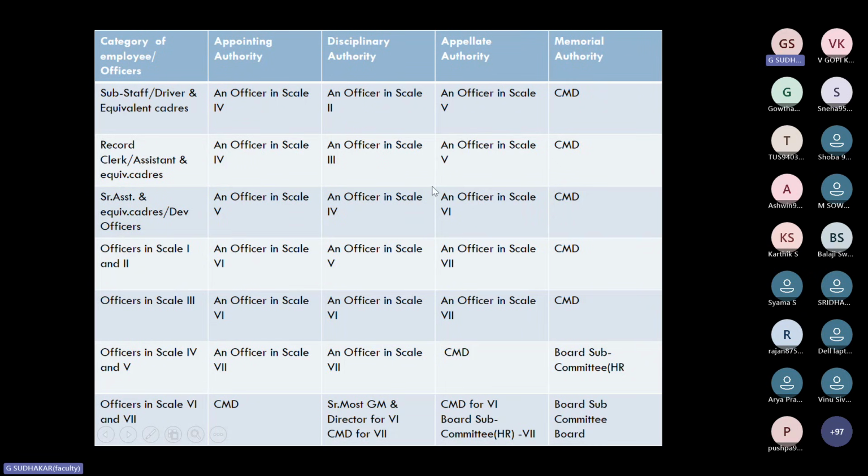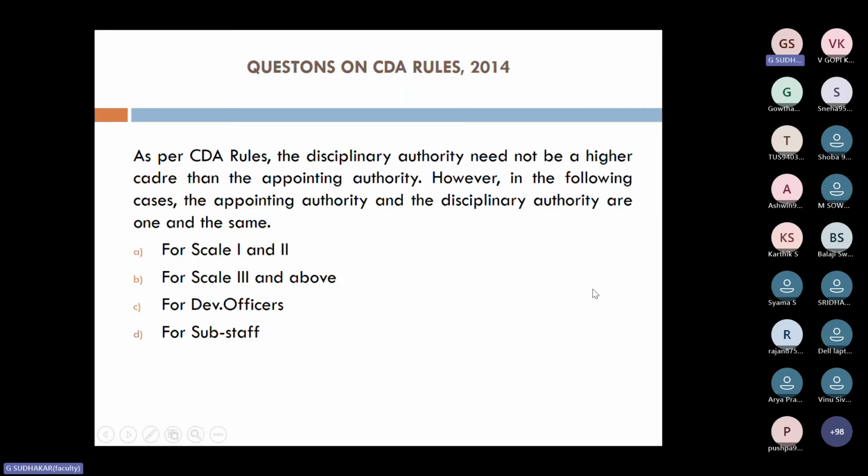But memorial is very important. Appellate authority and disciplinary authority are also very important. This slide, you should not forget. Memorize this and analyze many questions on this slide. So this is about CDA rules. There are a lot of questions on CDA rules, but because of time restrictions, we will now move to gratuity pension, and then we will come back to the questions and answers.